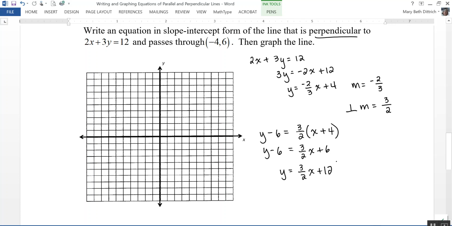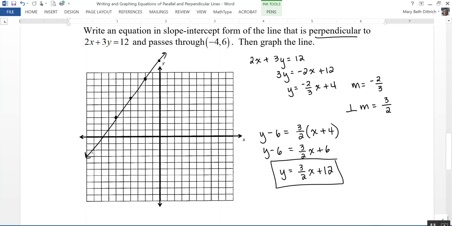That's the equation of the line that is perpendicular to 2x plus 3y equals 12 and passes through the point negative 4, 6. Now again, I've given myself a y-intercept that doesn't fit on my graph, but that's okay. So that would be 11, that would be 12, and my slope is 3 over 2, so I'm going to go down 3 and left 2, and that does give me a positive slope. And did I get to my point negative 4, 6? Yep, there's my point negative 4, 6. So there's the graph of y equals 3 halves x plus 12.